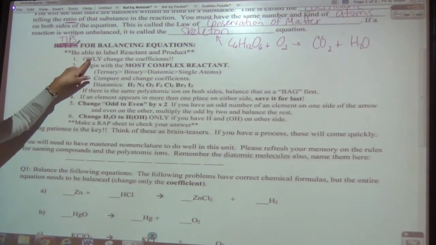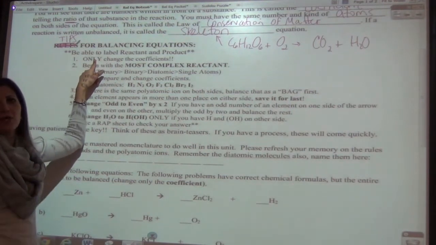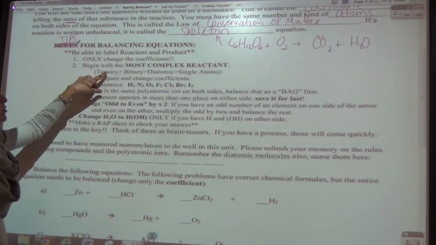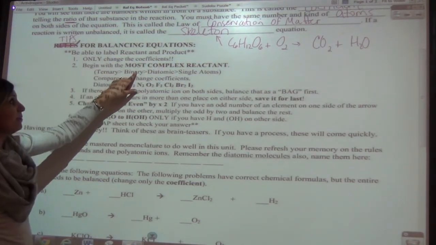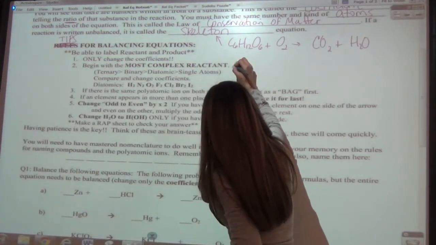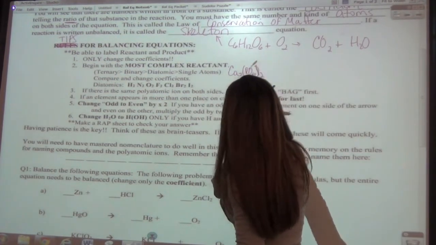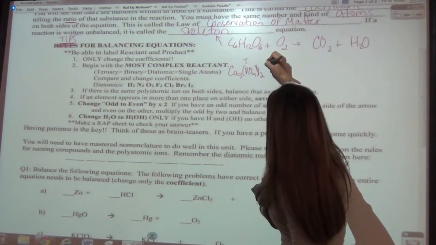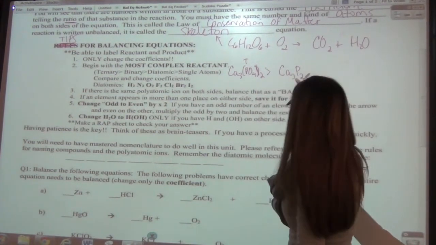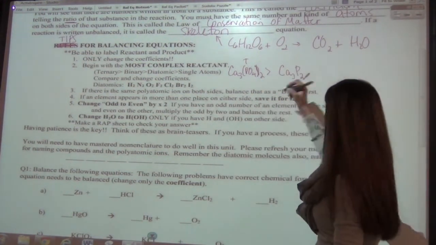The first one is only change the coefficients, meaning you can't change anything but the number in front. Once you have your formula written, that's it. You're going to start with the most complex reactant. What I mean by that is you would start with ternary first, then binary, then diatomic, then single atoms. For example, something like calcium phosphate, Ca3(PO4)2, would be considered a ternary one. And then binary would be something like Ca3P2. Why is that binary? It's only made of 2 elements, binary meaning 2 elements.